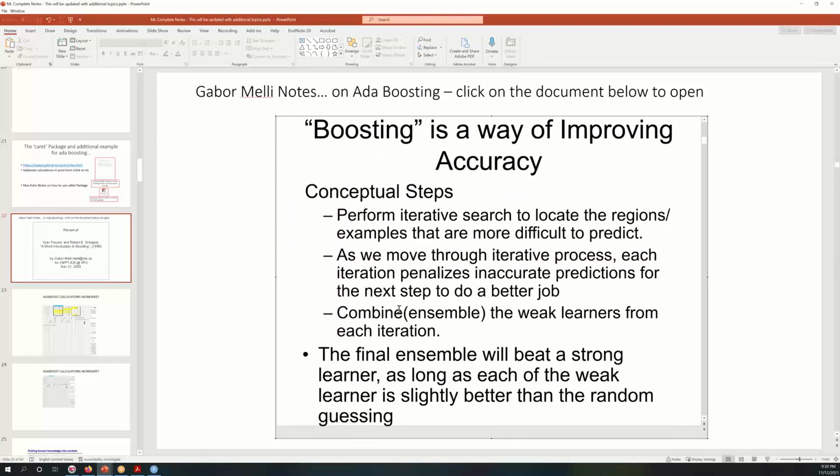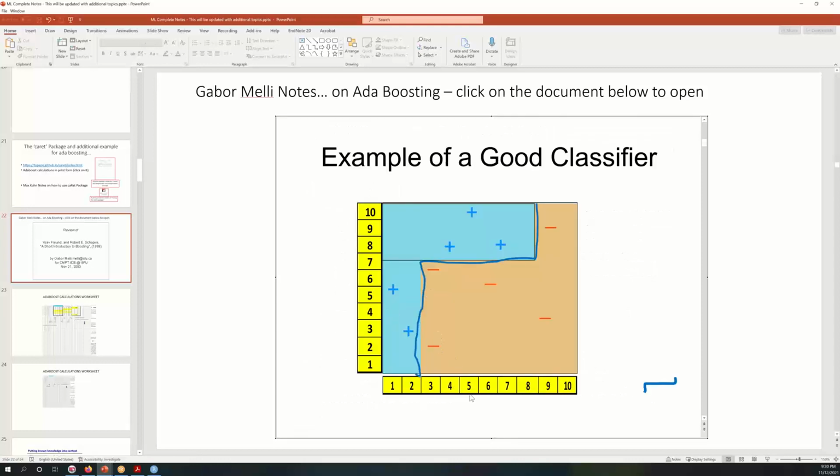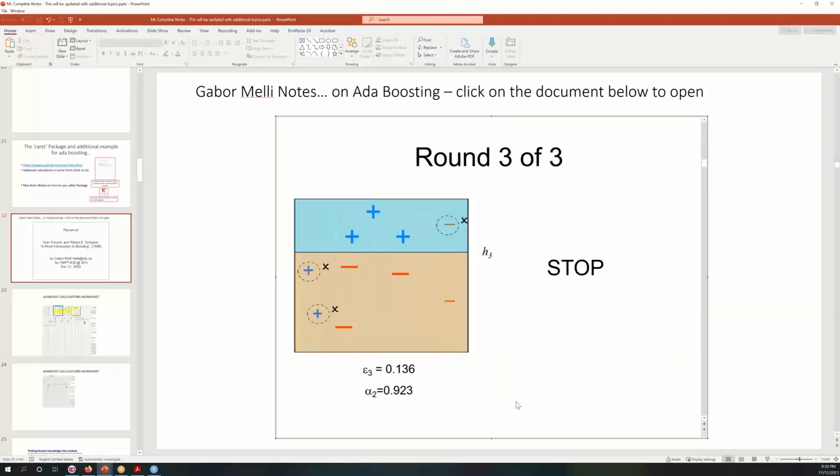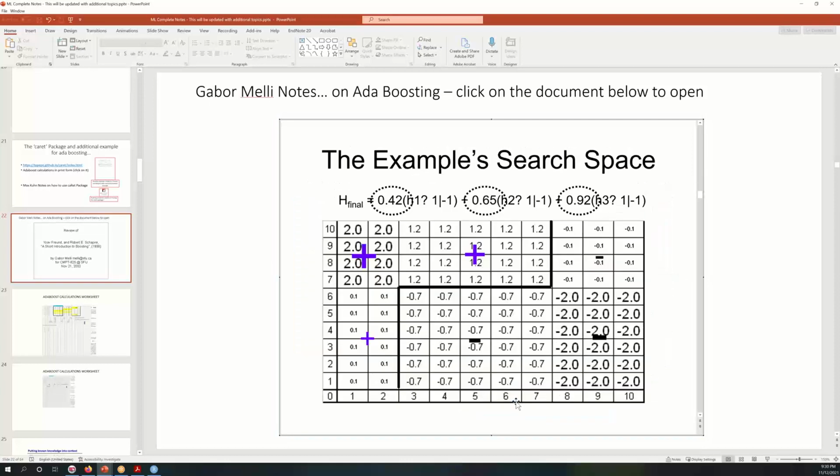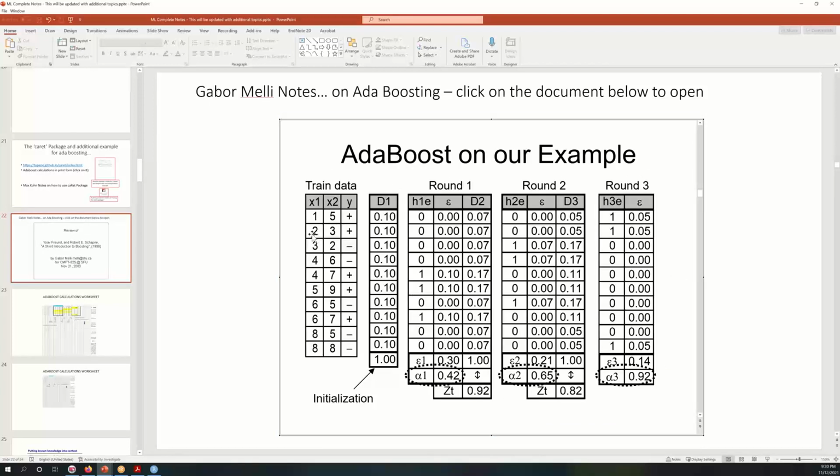Remember one of the values. It is the same data. I'm taking it there. X1 is 2, X2 is 3, plus. You see what I'm talking about? It's the same data. We are arranging it like this.